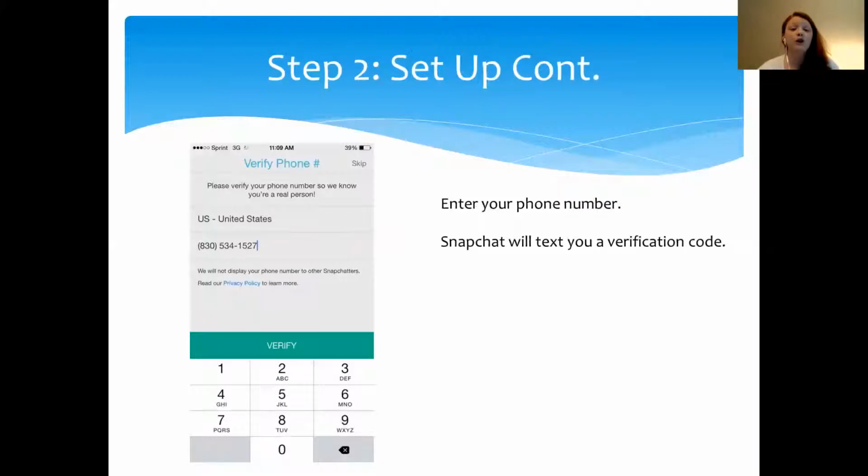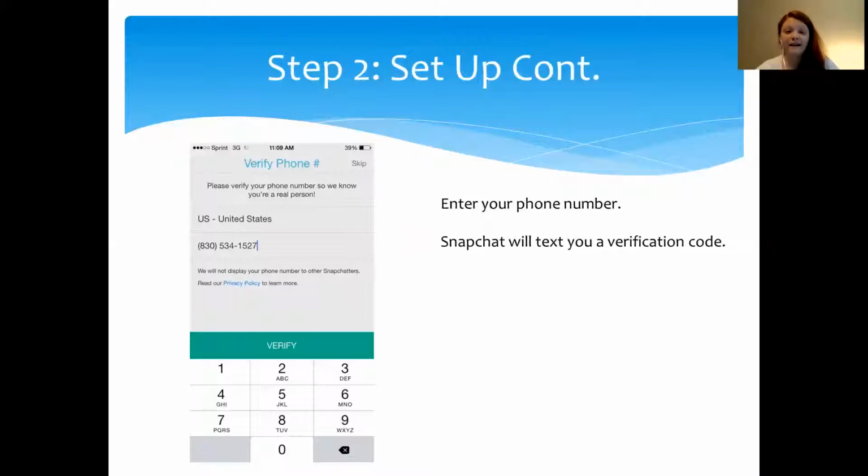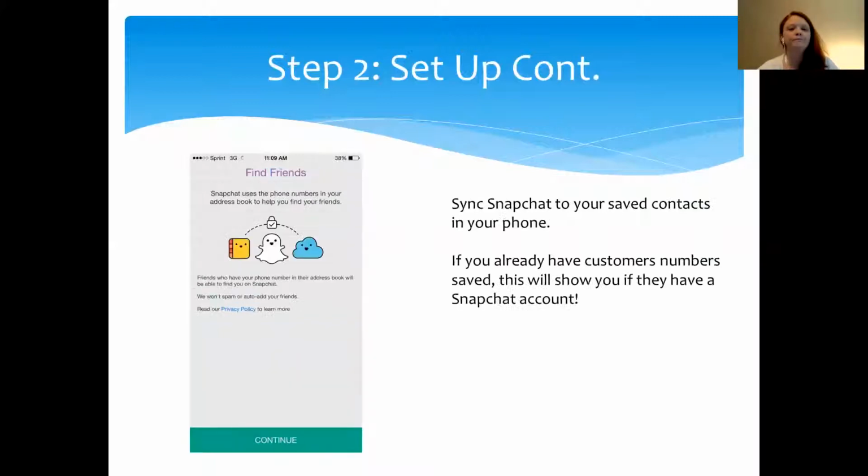All right, so you're going to enter your cell phone number. At this point, it's going to text you a verification code. That's just to make sure that you're real and not a robot, okay? Once you get that code, you're going to enter it on the next screen. You'll click verify, and then you'll enter the code and click continue. That'll verify that you're a real person, not a robot.